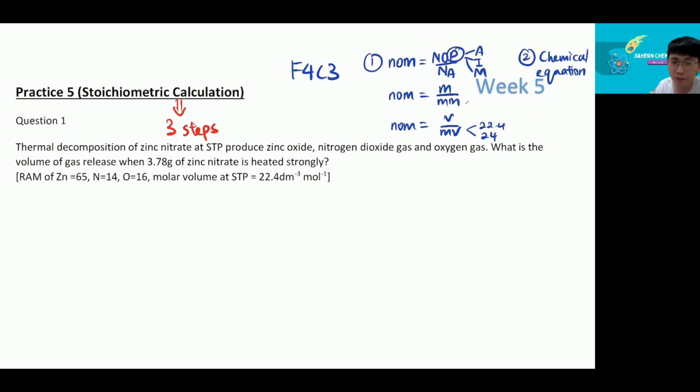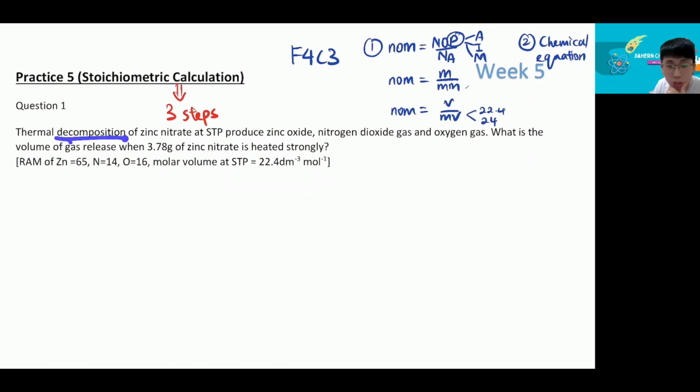For the first one, if you read the question: thermal decomposition of zinc nitrate. Always highlight the chemicals you have in the question. First of all, we have zinc nitrate at STP. STP stands for standard temperature and pressure, which is a condition given by the question, so you just leave it there. And what's the chemical we have next? After zinc nitrate, it will produce zinc oxide, nitrogen dioxide gas, and oxygen gas. So basically, there are 4 chemicals here. So what is the volume of gas?